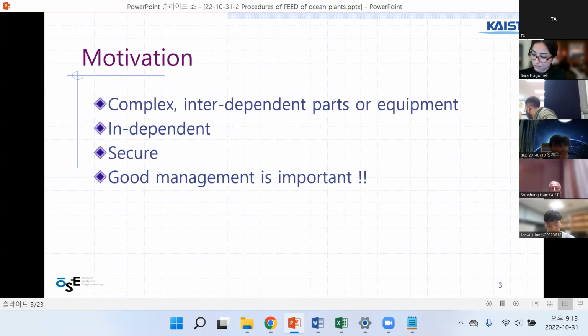See that? There are so many components inside an offshore or ocean plant. We may say millions of them, and they are dependent on each other rather than independent. Security is also important, and so is management, especially schedule management and change management.